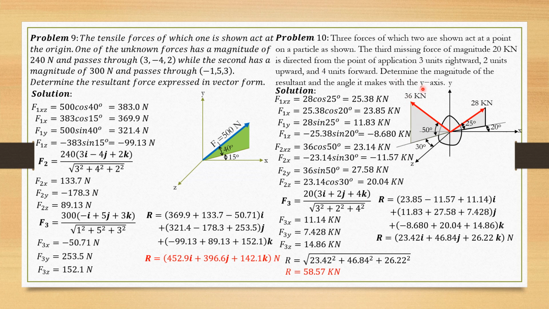That's the answer because we are required for the magnitude of the resultant, and the angle it makes with the y-axis. So remember that Ry, 46.84, equals the magnitude of the force, 58.57, cosine of theta y. So solving for theta y is 34.11 degrees. So that's it for these two problems here.